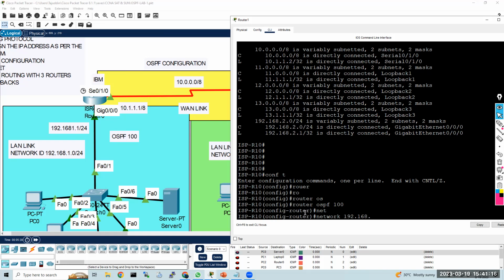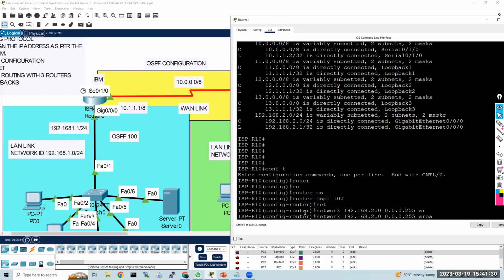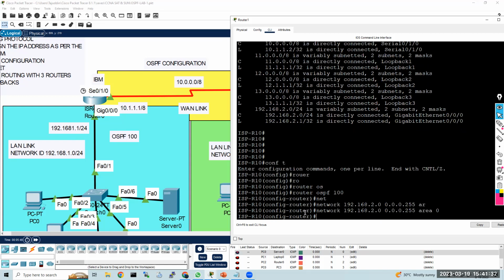192.168.2.0. Okay, very good. And next, what should I give? 0.0.0.255. Yes, this also I'll put in area 0, because right now this is a very small network. If we have a big network, then we will do multi-area. The next step we'll do multi-area.